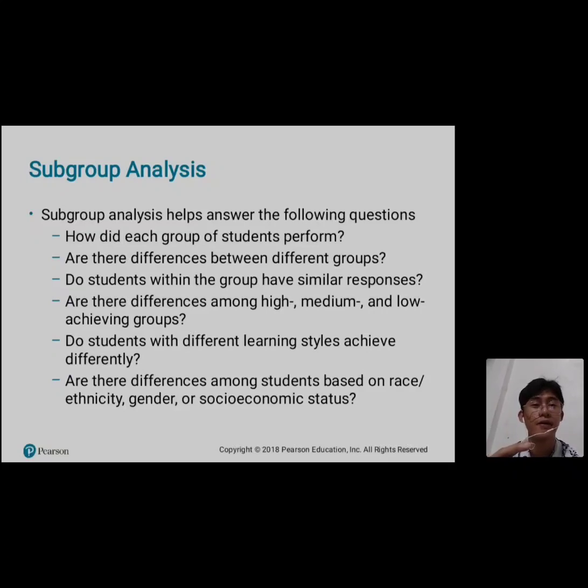And lastly, are there differences among students based on race, ethnicity, gender, and socioeconomic status? Yes, race has a big impact on the child, as well as ethnicity, gender, and socioeconomic status. Why? Because the behavior of a child will manifest or will affect his or her behavior in a classroom, in a school.